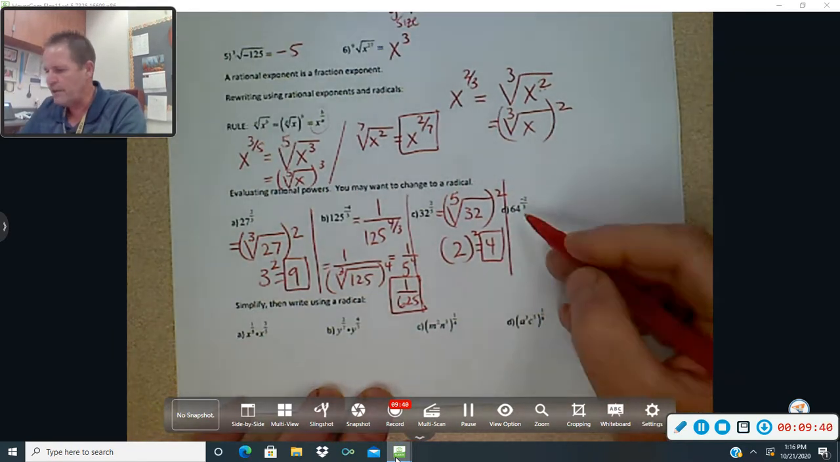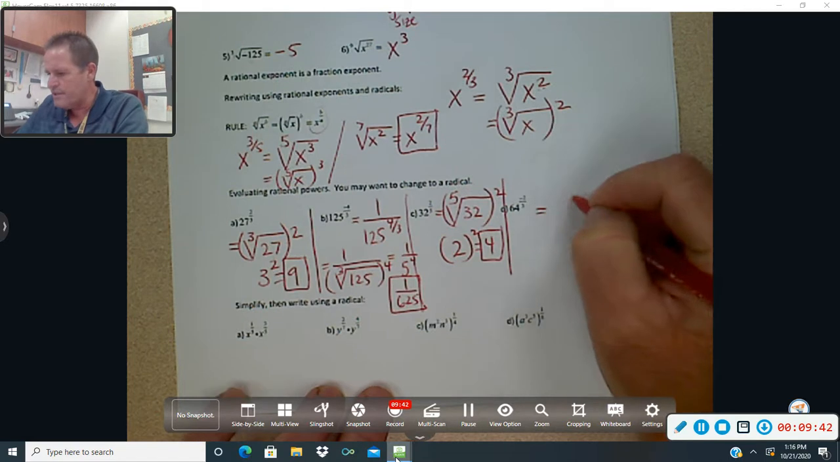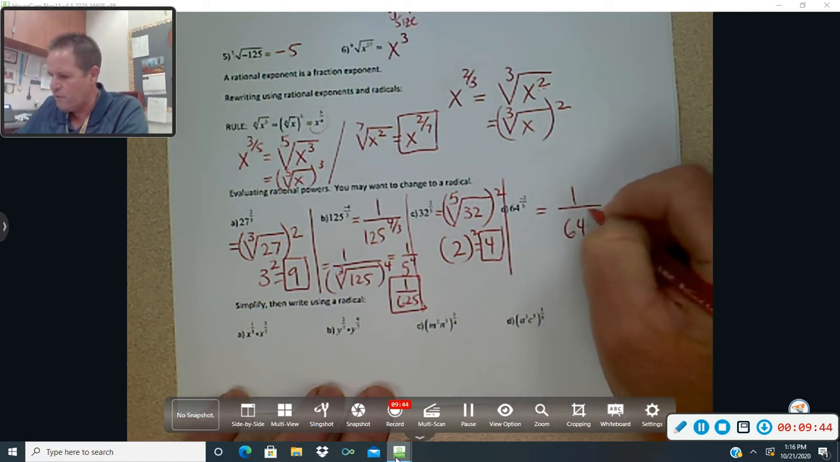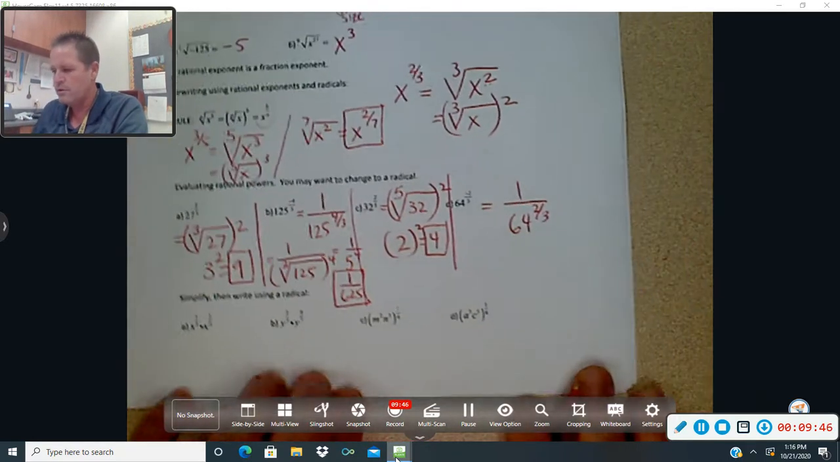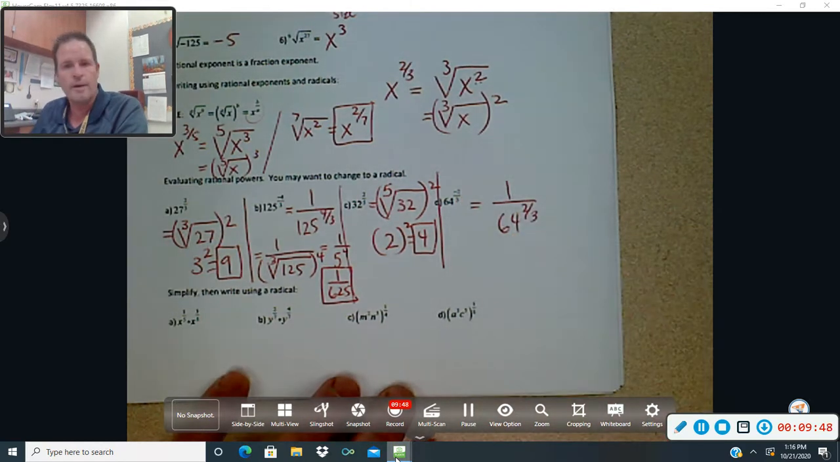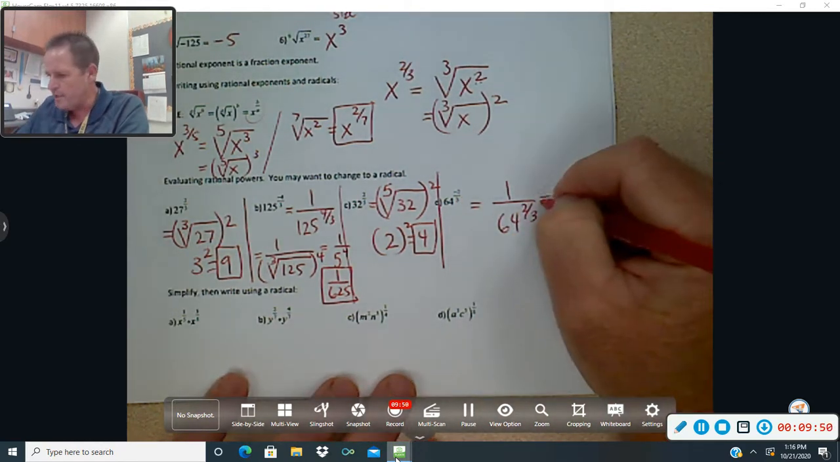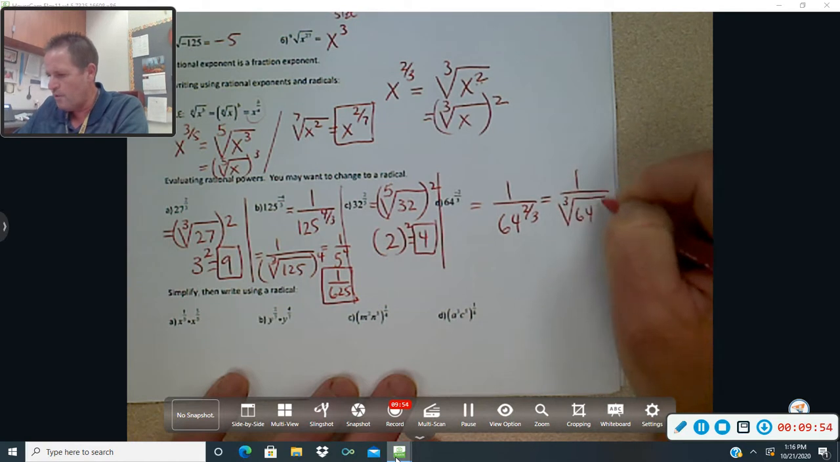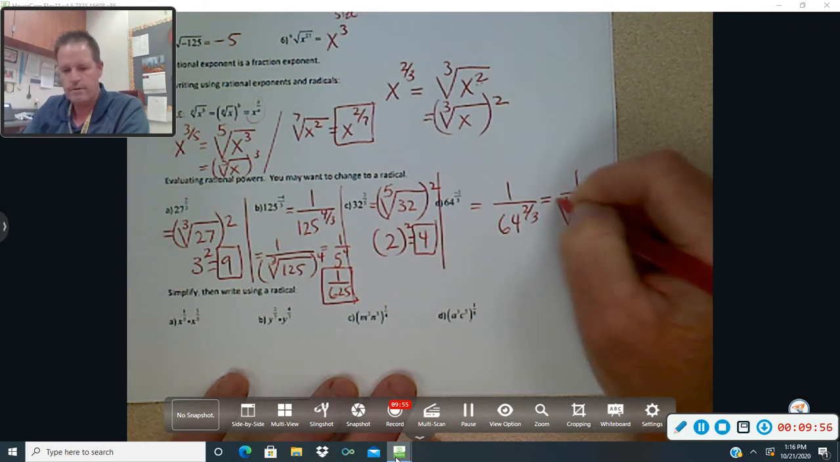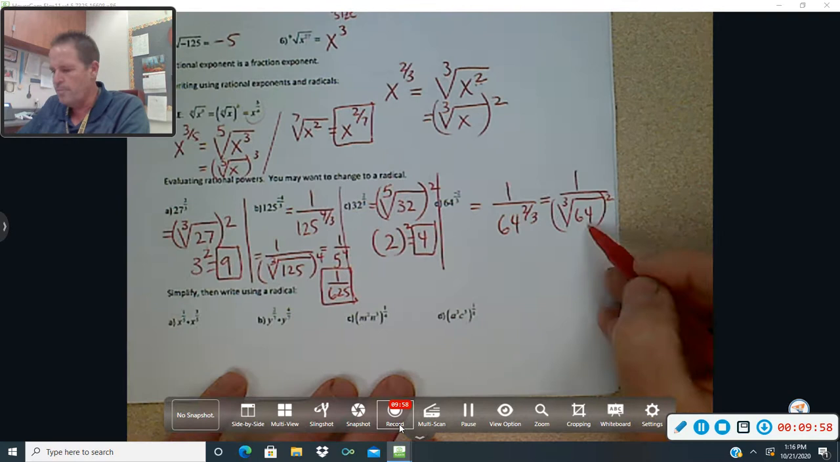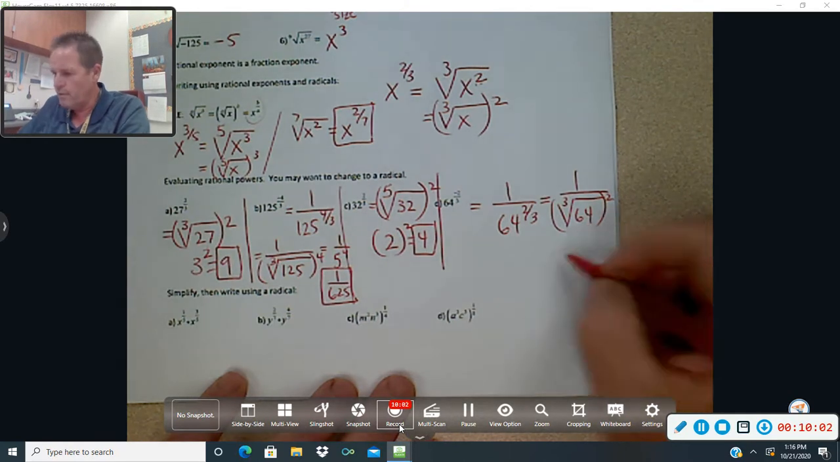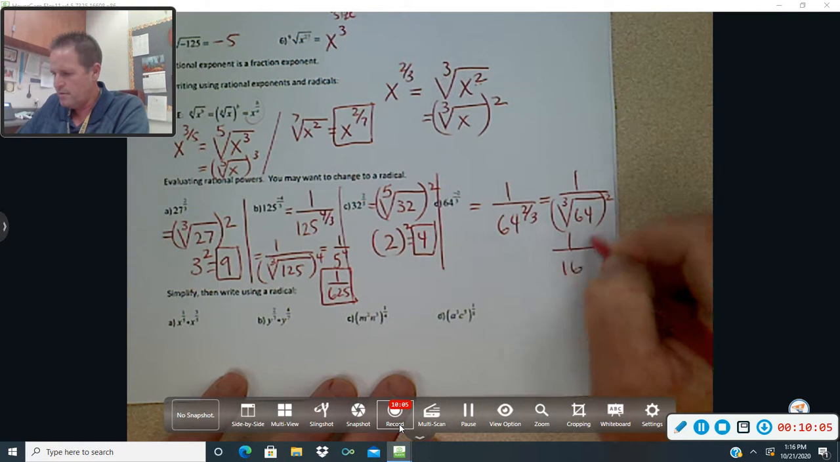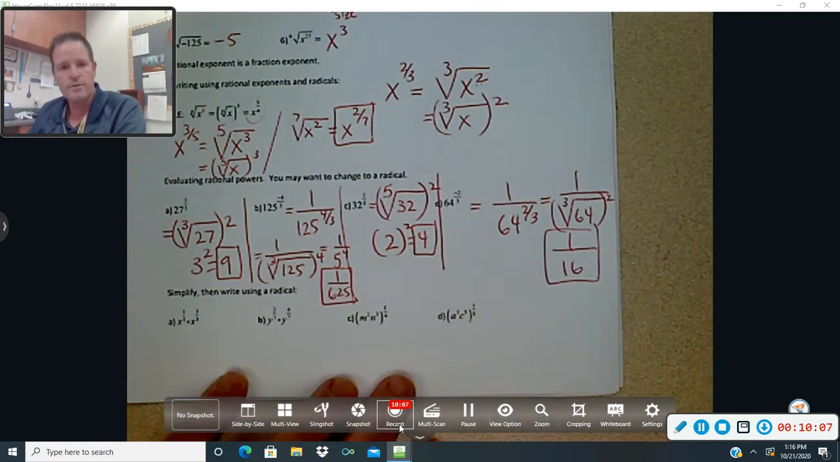Okay, let's try letter D. Letter D, we're going to write this as 1 over 64 to the 2/3. The negative exponent drops to the bottom. Now I'm going to try to rewrite it as a radical, the cube root of 64 squared. So the cube root of 64 is 4, and 4 squared is 16. And there's our answer.